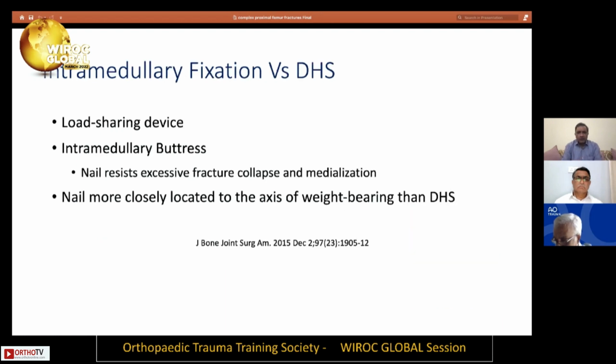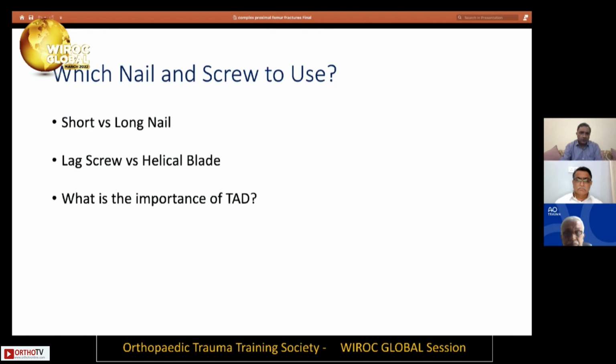There are other advantages of intramedullary fixation over DHS. It's a load-sharing device. It provides an intramedullary buttress, so it resists excessive fracture collapse and medialization, and the nail is more closely located to the axis of weight bearing than the DHS. So there is better load transmission and less chance of failure. And once we have decided that we are going to nail this fracture, then we have to decide whether we are going to use a short or a long nail, and whether we are going to use a lag screw or a helical blade.